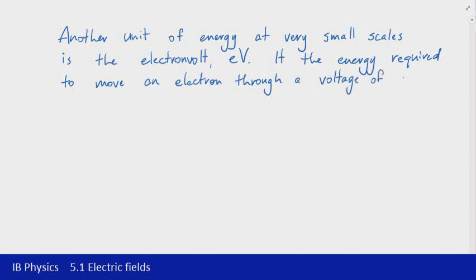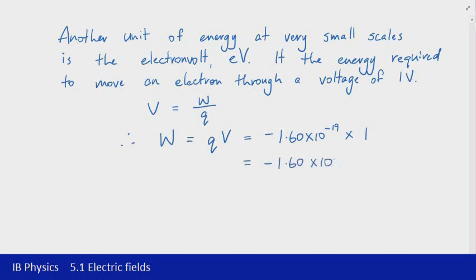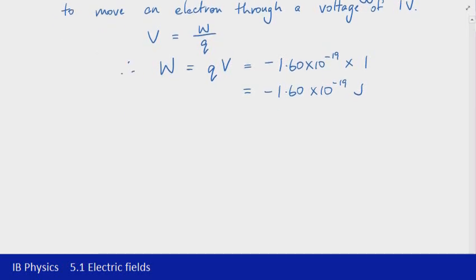So if we look at the definition, we can use that equation again, V is equal to W on Q. We're trying to figure out what the amount of energy is, so we'll rearrange that to write that W is equal to QV. Now the charge on an electron is negative 1.60 by 10 to the negative 19 coulombs, which is in the data booklet, and we're moving it through a voltage of 1 volt. So that gives us an answer of negative 1.60 by 10 to the negative 19 joules. Now the negative out the front is just the fact that the charge itself is negative, so we can conclude from that then that 1 electron volt is equal to 1.60 by 10 to the negative 19 joules, so just ignoring that negative.